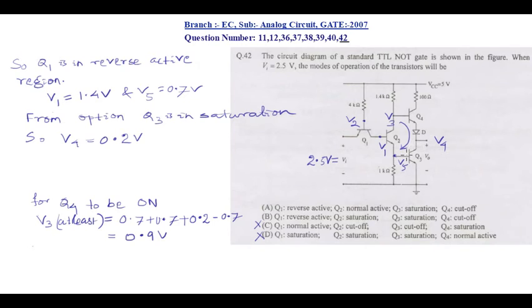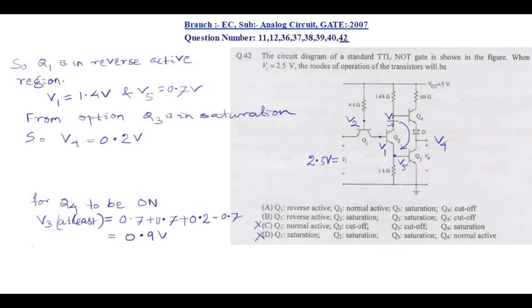Here if you see, for Q4 to be on, the minimum voltage that V3 should achieve is equal to 0.7 volt across this VBE, then across the diode 0.7 volt, 0.7 plus 0.7, and V4 is 0.2 plus V5, that is 0.7, total is 0.9 volt. So minimum V3 required to make the Q4 on is 0.9 volt. As Q4 is in cutoff, so V3 is less than 0.9 volt.